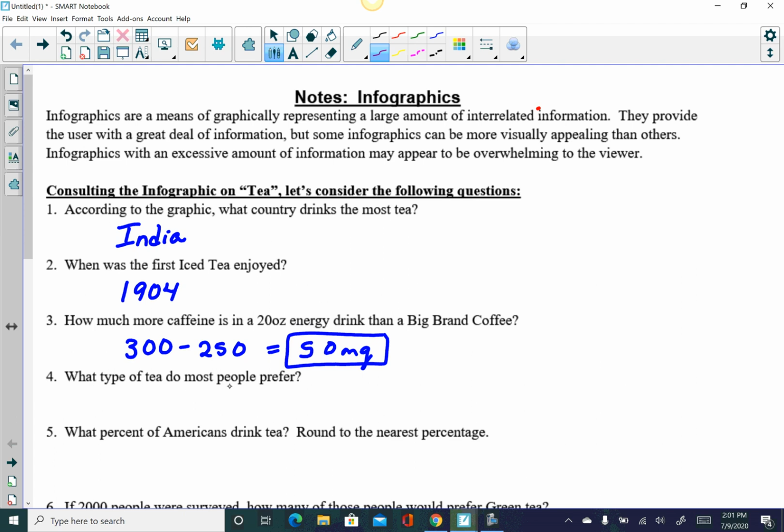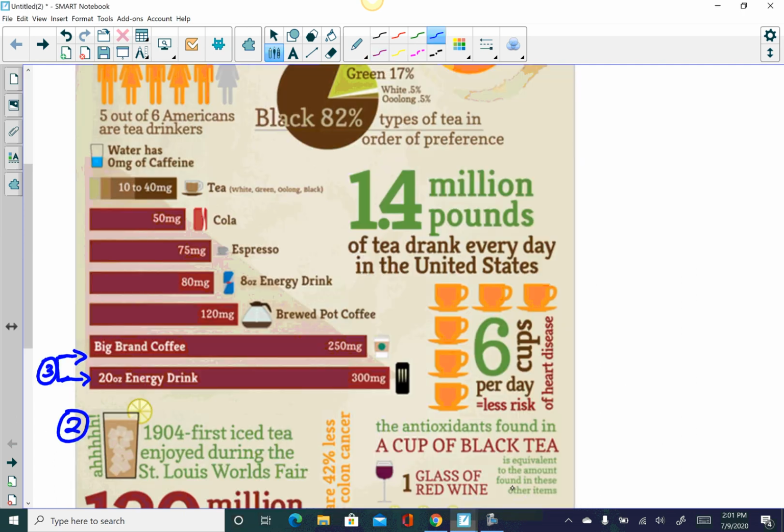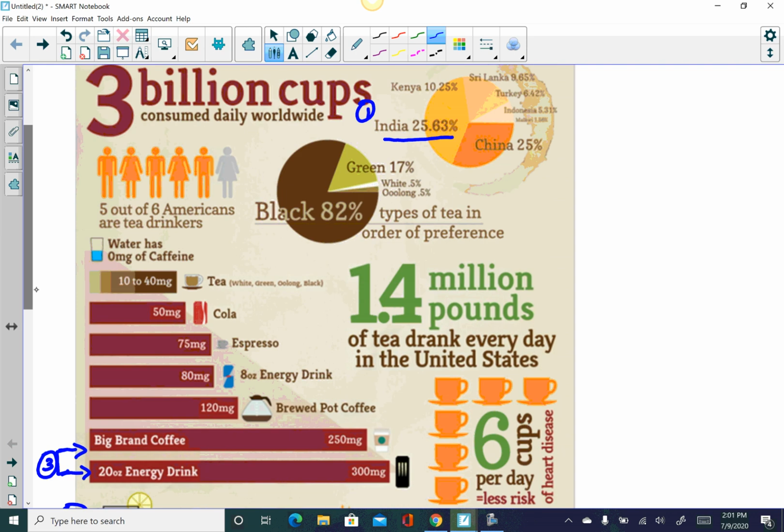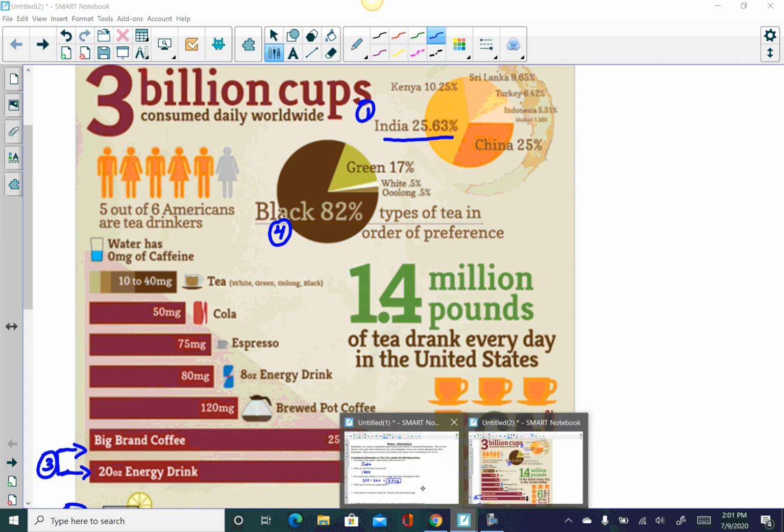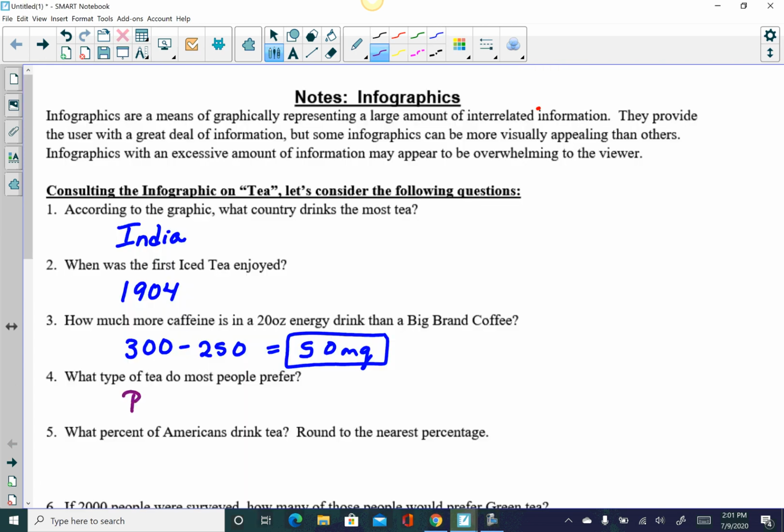Number 4 says, what type of tea do most people prefer? So going back to our graphic, and I believe back up here towards the top, the types of tea in order of preference. So that would be their preference up here, and you can see that black tea has the highest percentage there. So that would be our answer to number 4. I'll come back over here, and we would say, okay, we're talking about black tea then, being the most preferable.